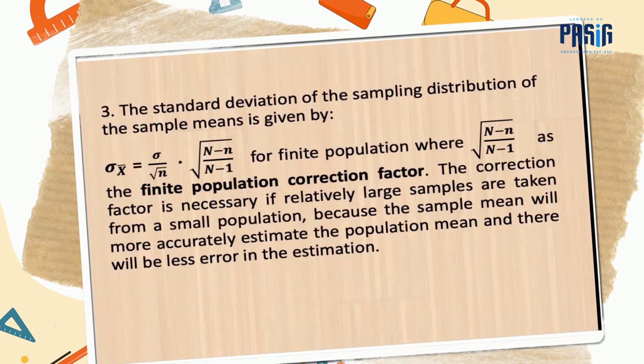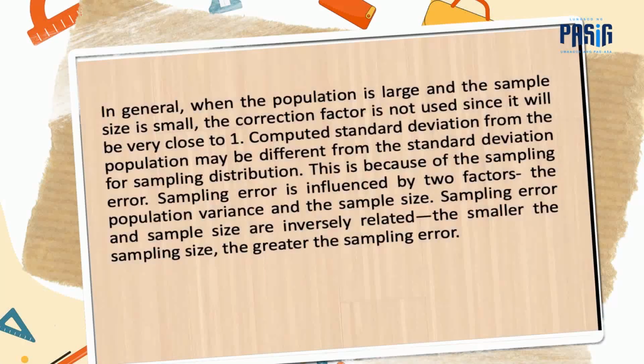The correction factor is necessary if relatively large samples are taken from a small population, because the sample mean will more accurately estimate the population mean and there will be less error in the estimation. In general, when the population is large and the sample size is small, the correction factor is not used since it will be very close to 1.